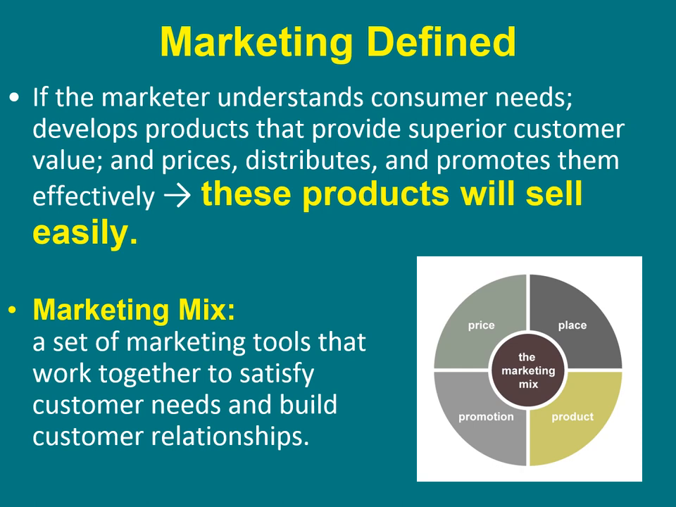What is the marketing mix? The marketing mix is a set of marketing tools that work together to satisfy a customer's need or want and build customer relationships. I mean the four P's: product, price, place, and promotion. We should develop a product that satisfies our customer's need or want, set the right price, offer our product in the right market, in the right place, and also in the right intensity, and finally give our customers a positive message to inform them, maybe to convince or persuade them, and finally to remind them.